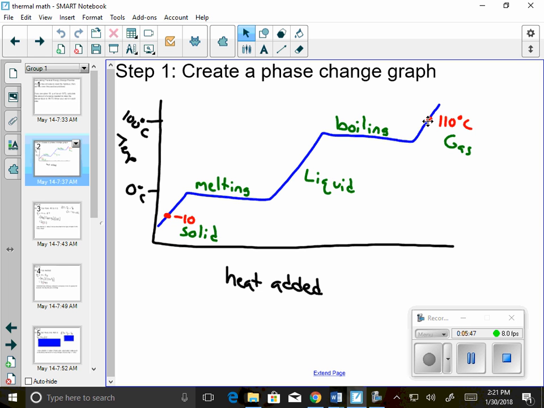Number one mistake students make when doing thermal math is they try to do it in one step of Q equals MC delta T. The problem is that C value, the specific heat capacity, depends on the state of matter. And here it's a solid, here's the liquid, here it's a gas. There's different heat capacities. I have to do more than one step.